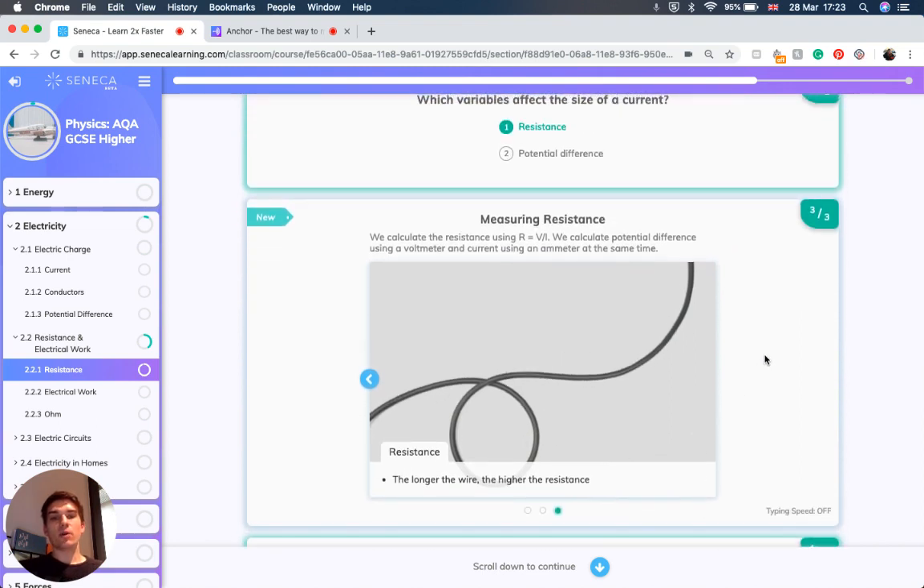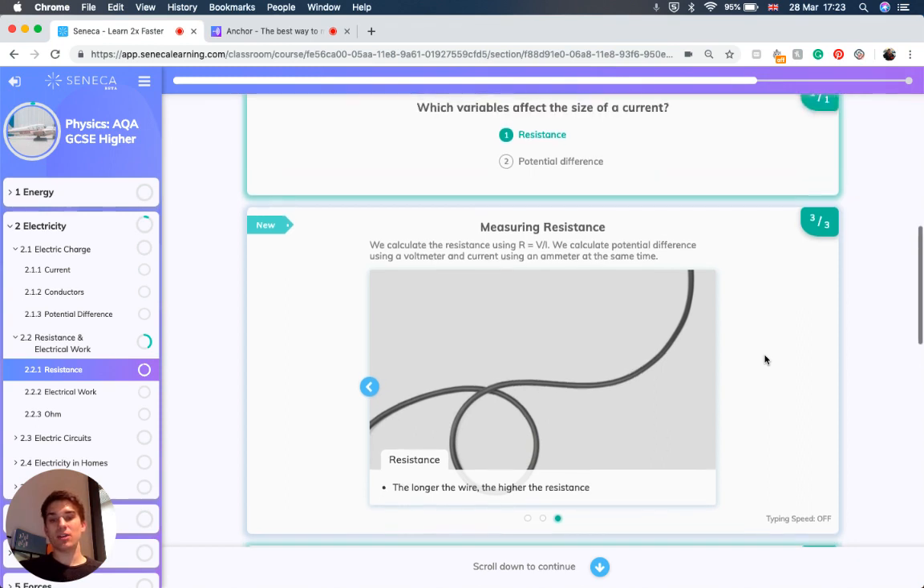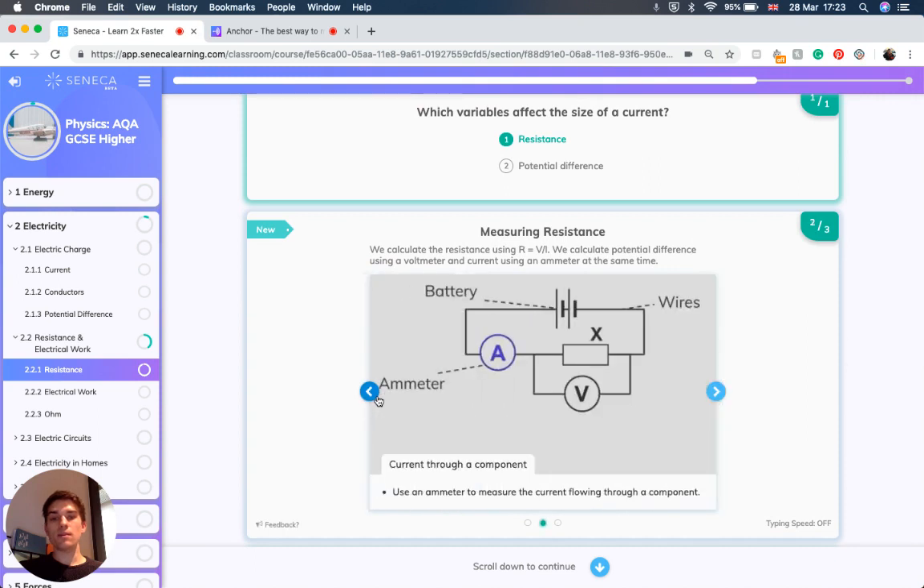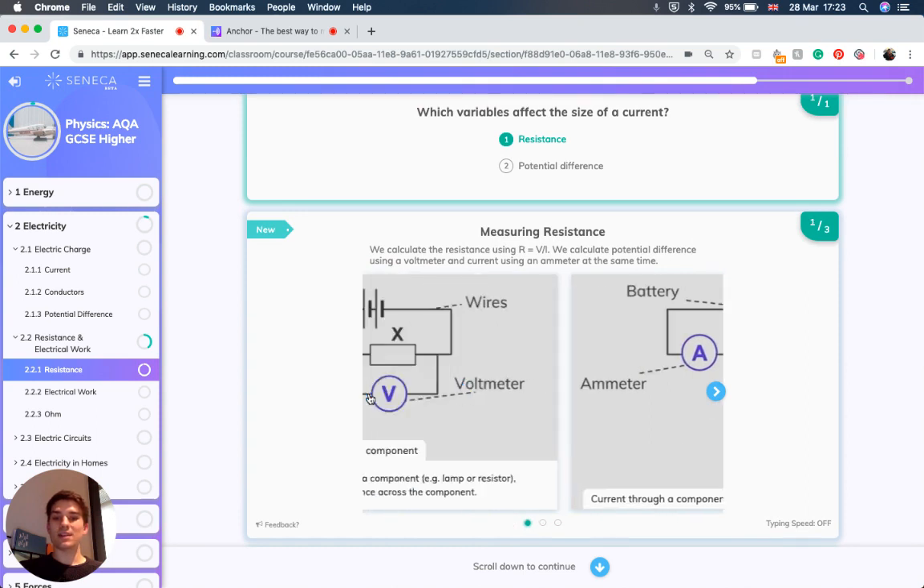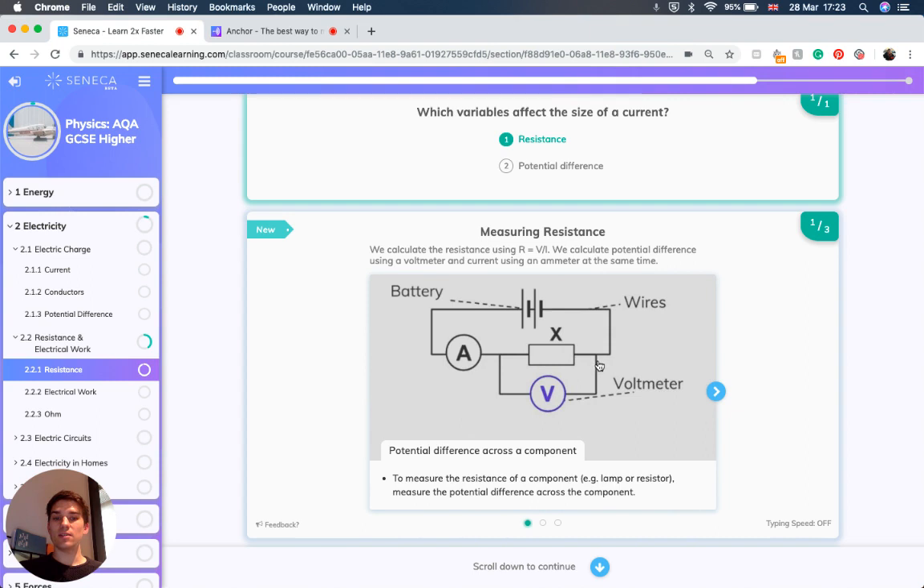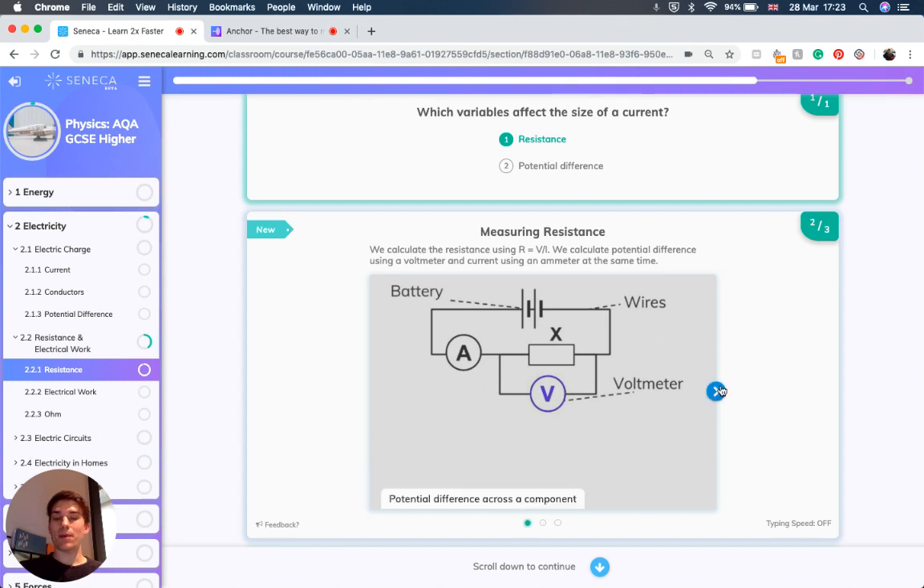Now, there's an equation you need to know to calculate resistance, and that's resistance equals voltage divided by current. We can calculate the potential difference, or voltage, using a voltmeter, and the current using an ammeter, and we can do that at the same time on the same circuit. We use the ammeter to measure the current flowing through a component, and that's connected in series in a circuit. And we can measure the potential difference across a component using a voltmeter that's connected in parallel.